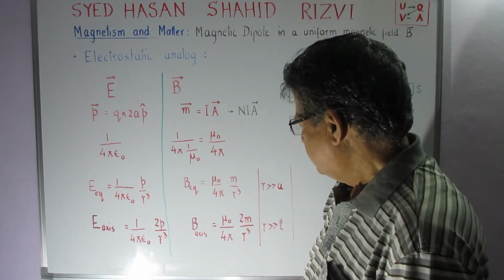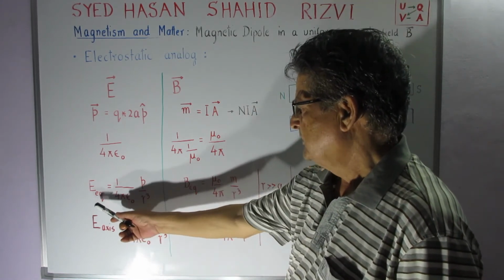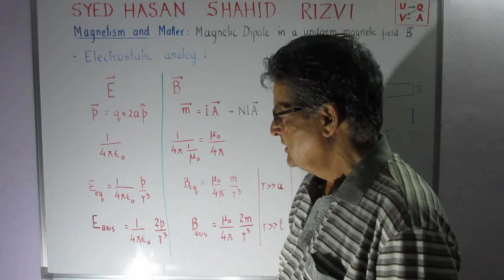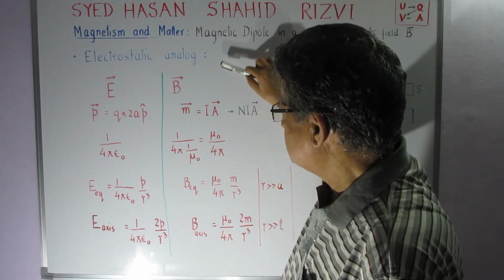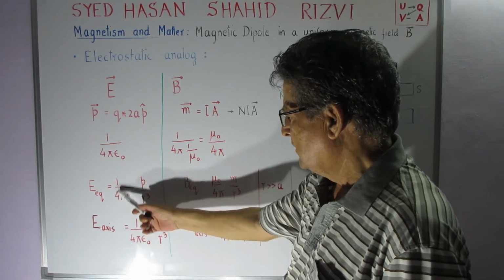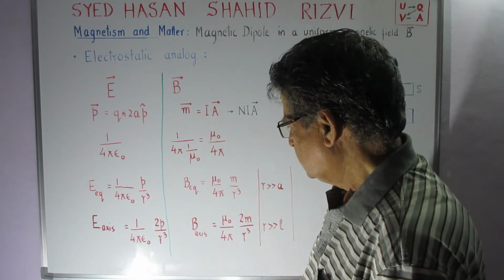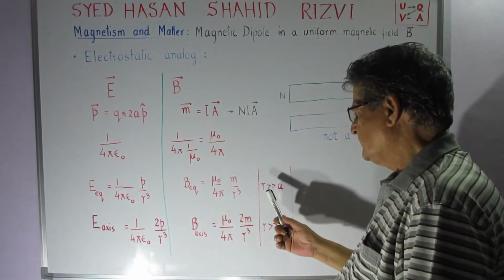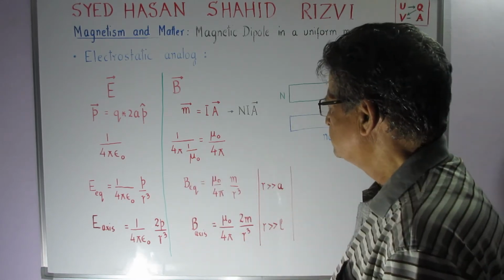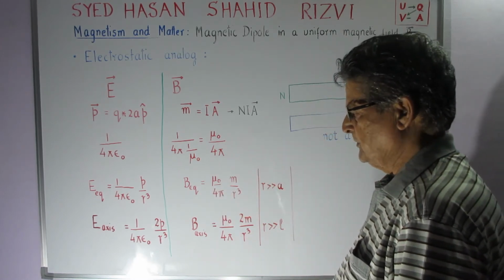If we look at the value of the electric field in the equatorial direction, which means on the broadside on position, then we find that the value is 1 upon 4 pi epsilon naught p upon r cube. And of course, in this case r is very, very large as compared to a, where 2a is the distance between the two charges.